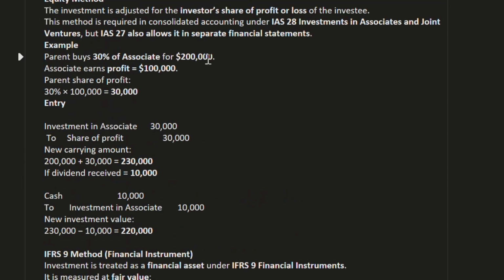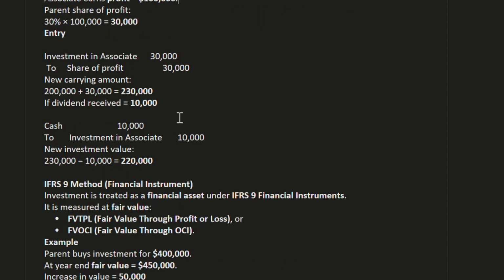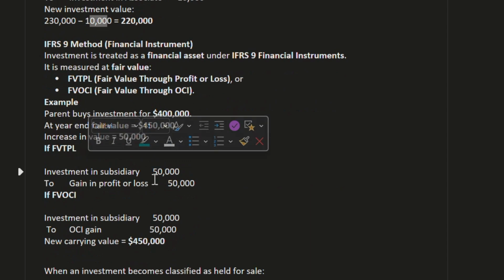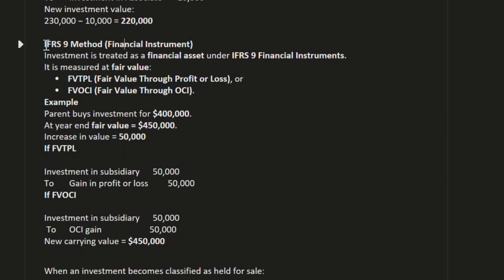Here we have a 200,000 investment value in the balance sheet. It increased by 30,000 once the associate earned the profit. Now the associate distributed the dividend, so it is decreased by 10,000, that is 30,000 minus 10,000. So now the current carrying value will be 220,000.